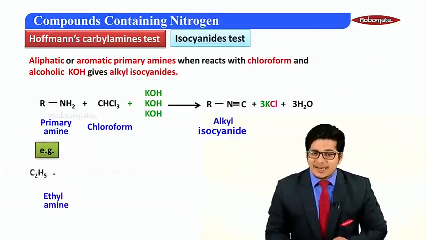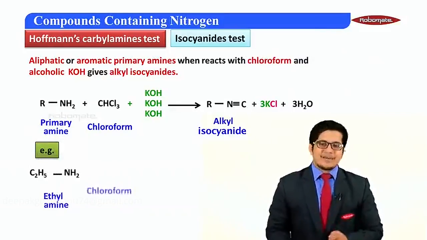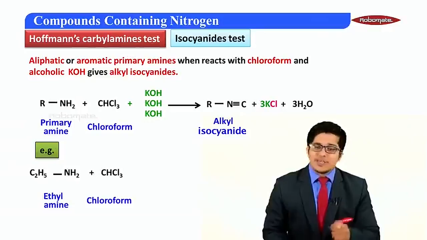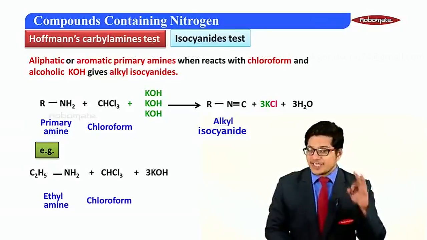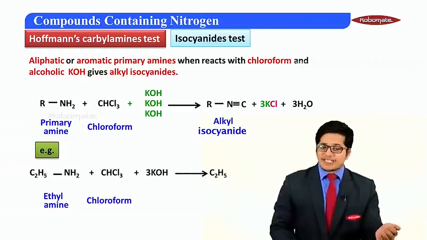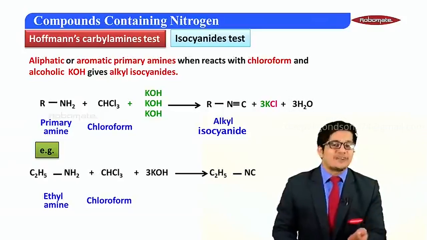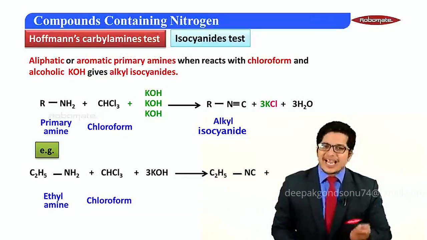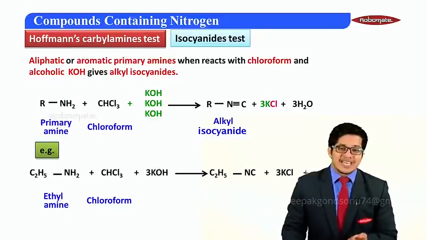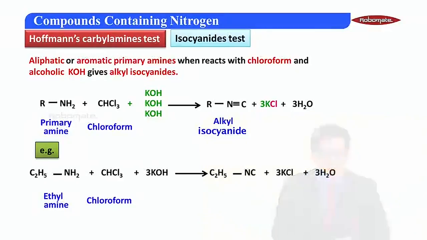Let's have an ethylamine molecule. This ethylamine molecule was treated with chloroform. So what you got? In the presence of 3 KOH molecules, the first compound which we are getting is C2H5NC, and lastly we are getting 3 KCl and 3 H2O molecules. So what we all need to remember over here is that ethyl isocyanide was produced.